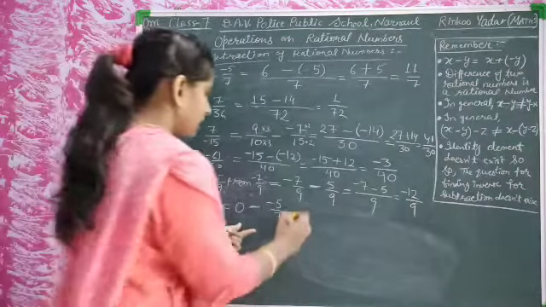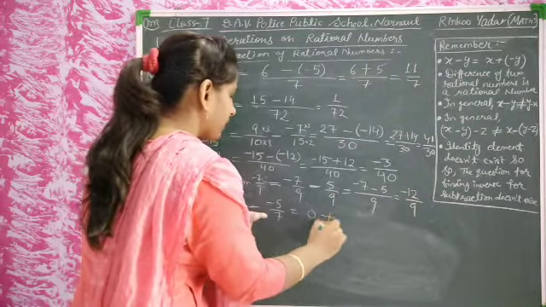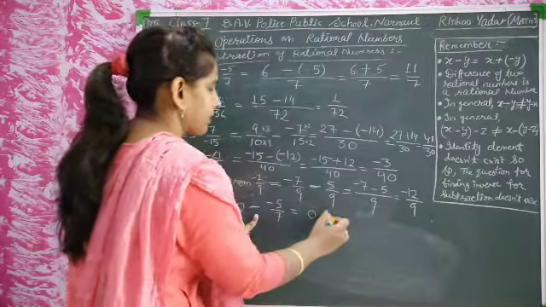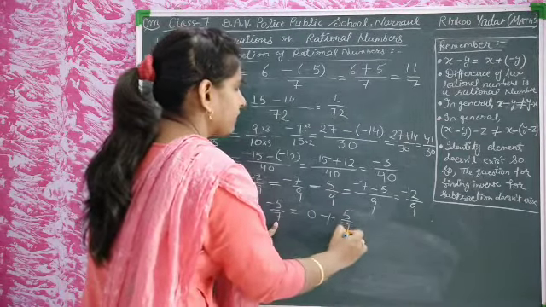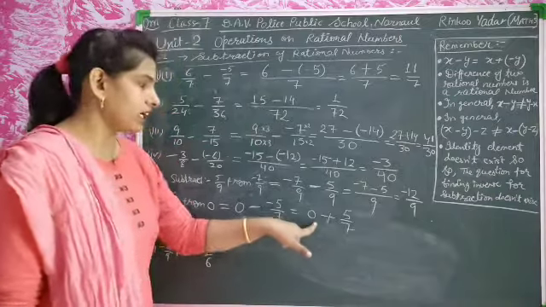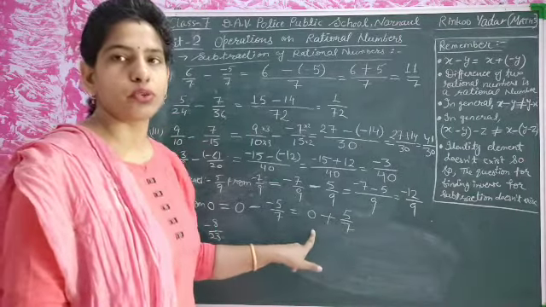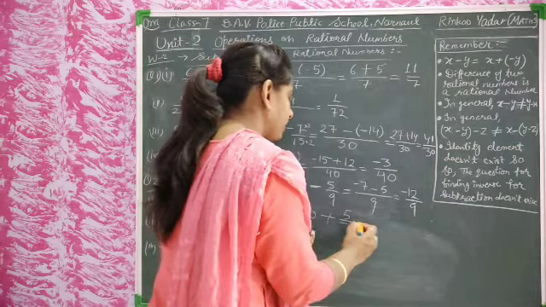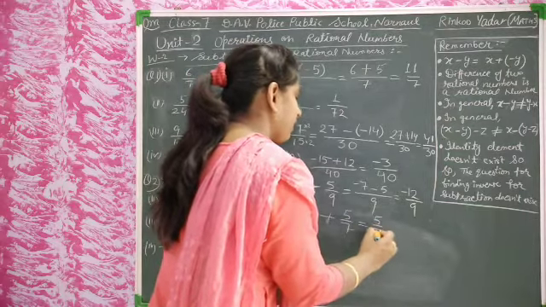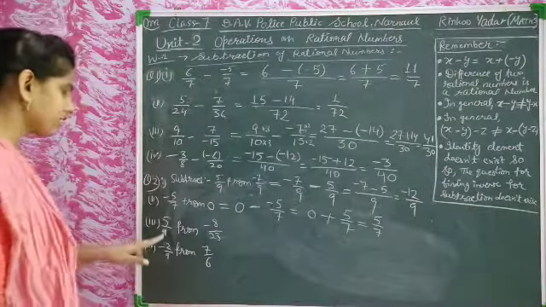Is it clear? Now 0 minus sign and minus sign becomes plus, and that is equal to 5 by 7. If we add any number to 0, it becomes equal to the number itself. So 5 by 7 is the answer here.